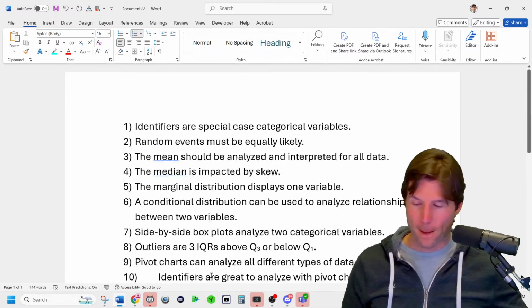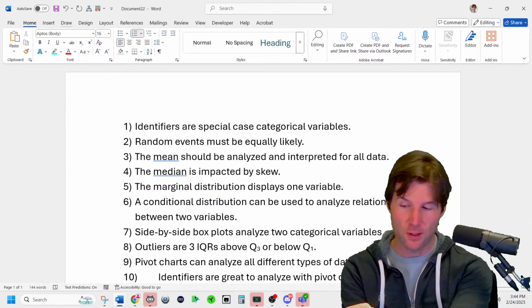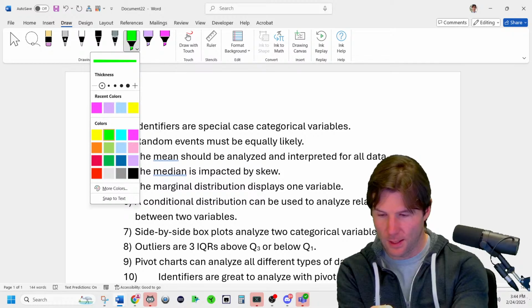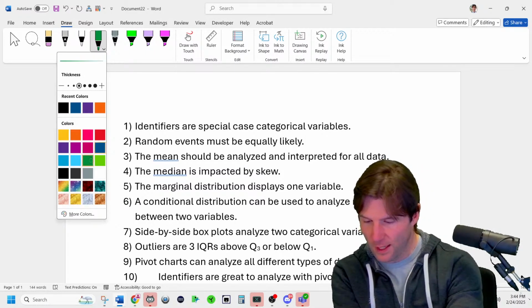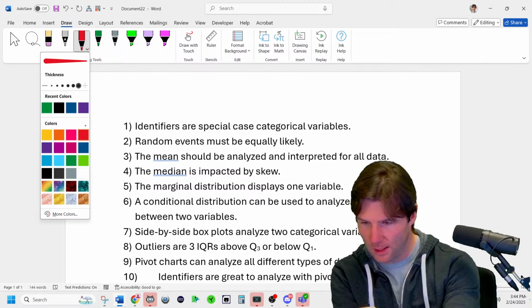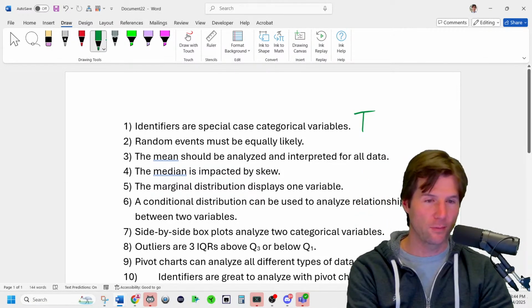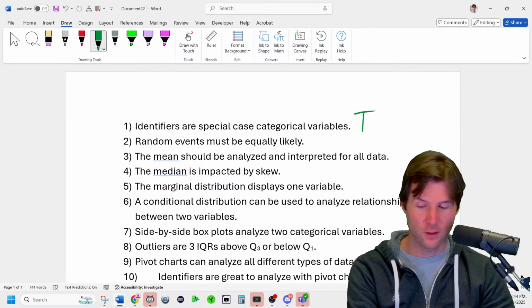Okay. And people are saying for question 1, it is true. That is very true. That's a fact. We'll put a red and green. We'll do pans rather. Number 1 is a fact that the identifiers are categorical, special case categoricals that will not ever repeat. If you see something repeating, it is not an identifier. That's not how identifiers work.